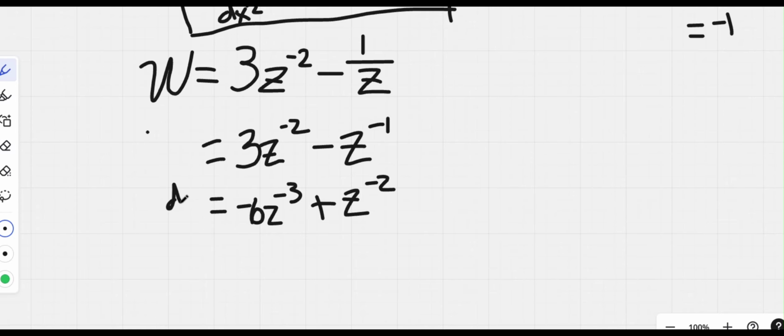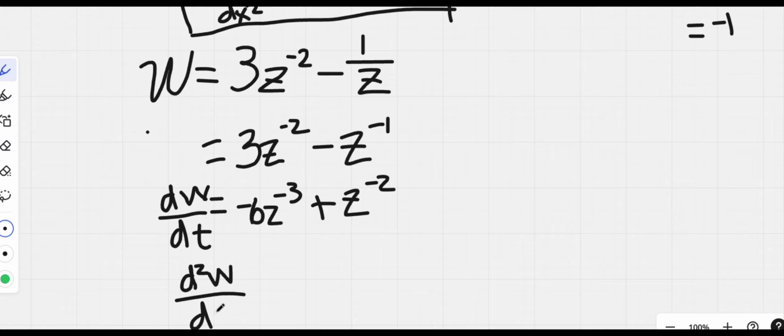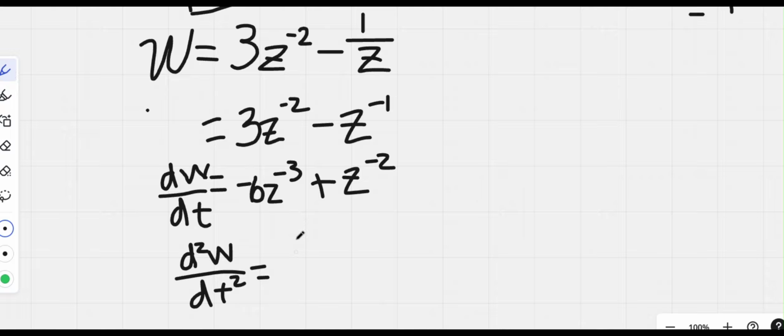So it's going to be dw over dz is our first derivative. And then d squared w over dz squared. We're going to find the derivative of the first derivative to find the second derivative.